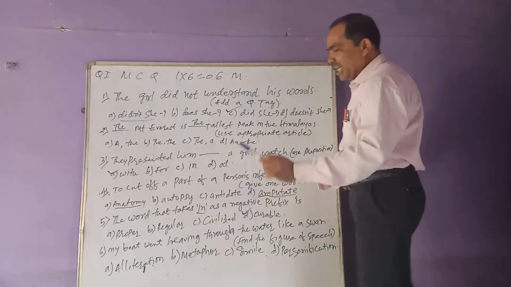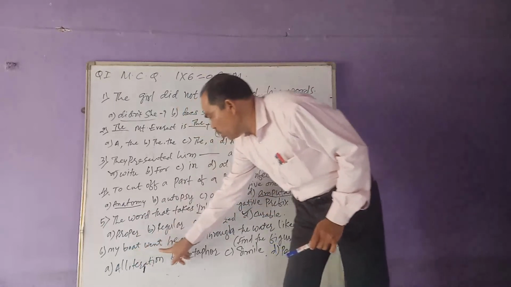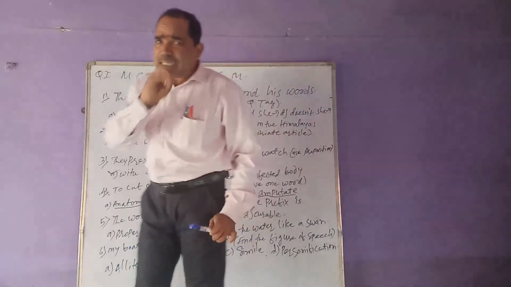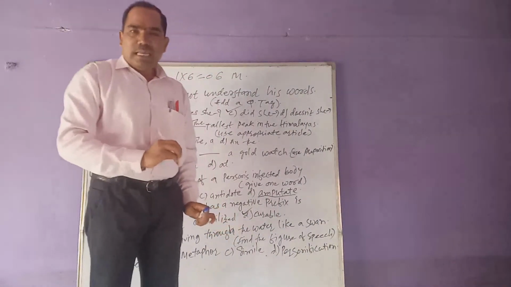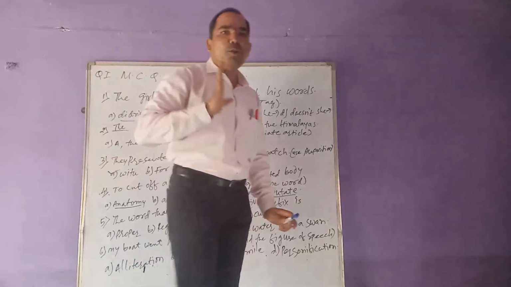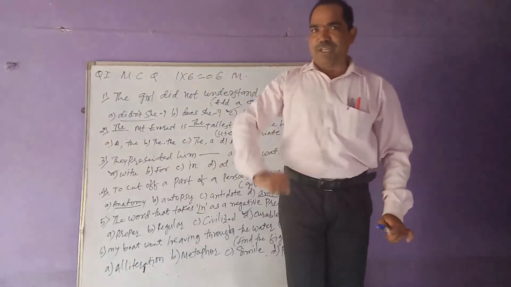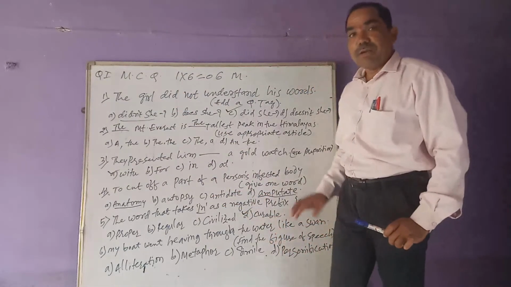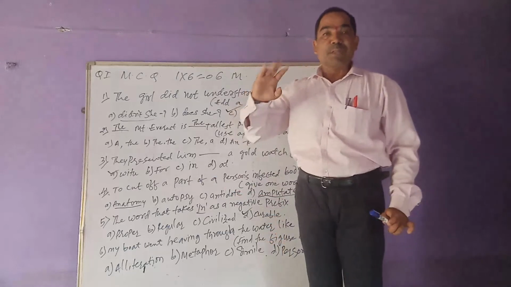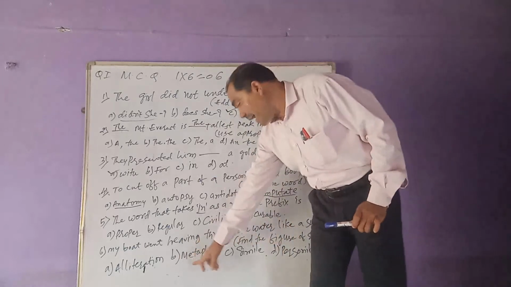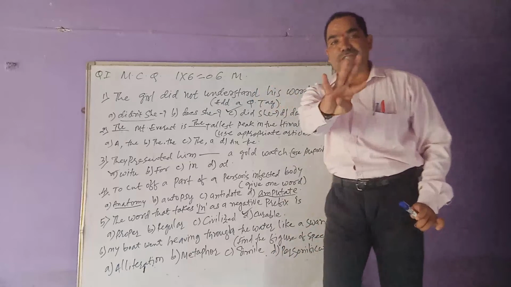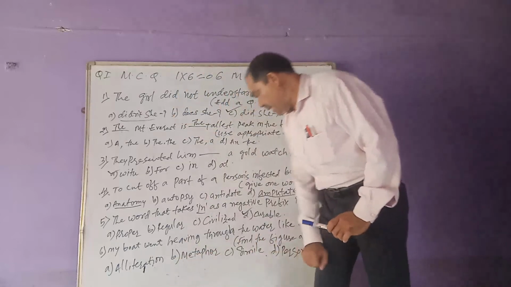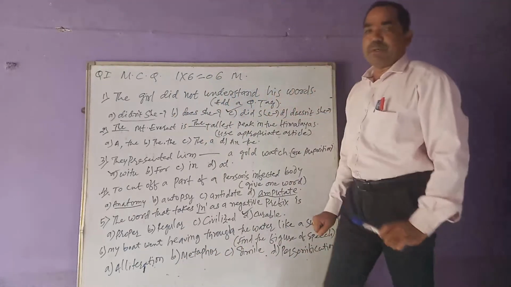That is curable, incurable. And the last one: "My boat went heaving through the water like a swan." This sentence is taken from the poem The Stolen Boat, written by William Wordsworth. In that, we have to find out the figures of speech. You have been given four options: first is alliteration, second is metaphor, third is simile, and the last one is personification.